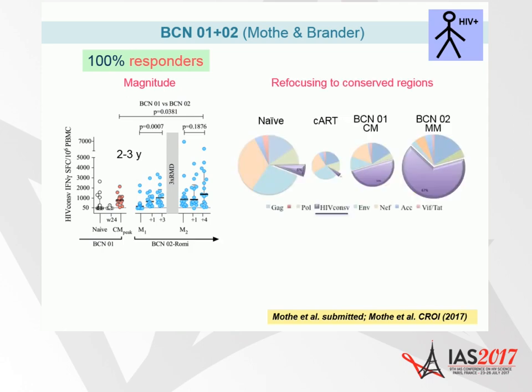If you look at the refocusing, these are on the left, starting from the naive, so the whole cake is the total HIV responses, and the little wedge there, 6%, were directed against the conserved regions present in the vaccine. By the time we finish the BCN02 immunizations, the two MVAs, two-thirds of the total HIV responses were refocused and were now targeting the conserved regions of HIV.